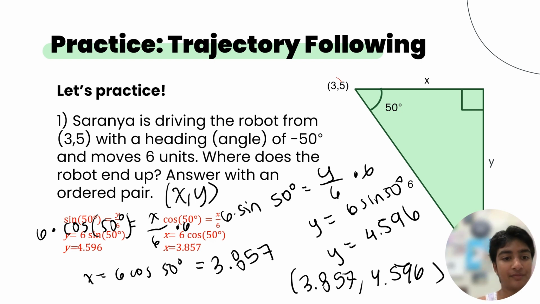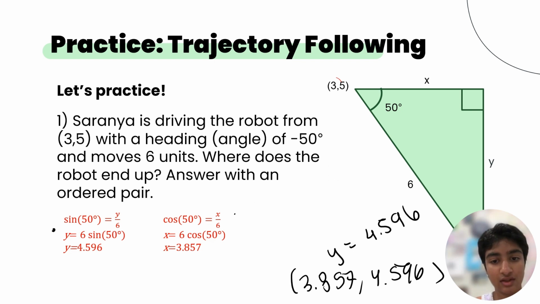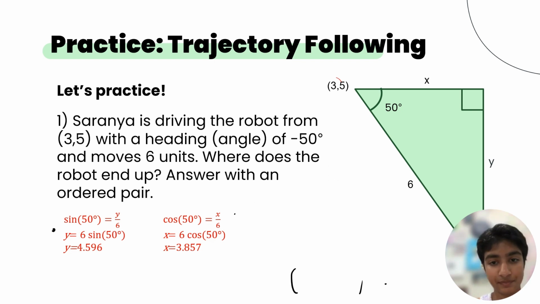Great, that's correct. And as you can see, we used the same approach as before. We found the ratio that we needed to use, in this case sine and cosine, and then we plugged in the stuff that we knew and left the stuff that we didn't know as variables. Then we isolated the variables and plugged it into our calculator. That was all we did.